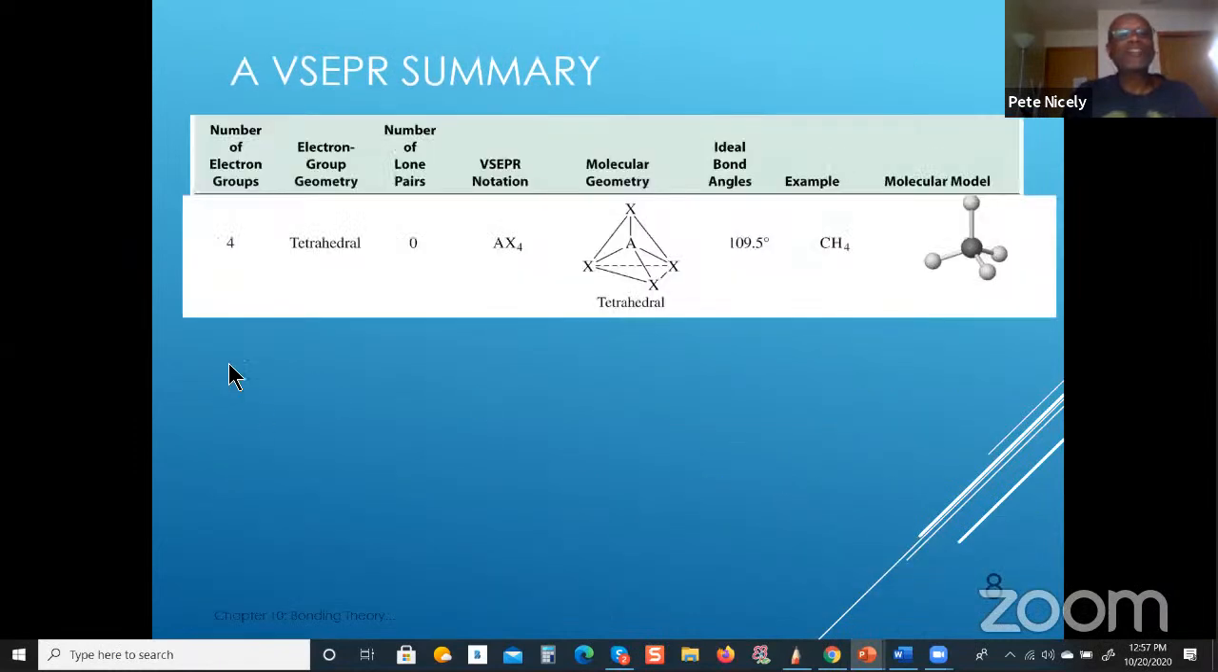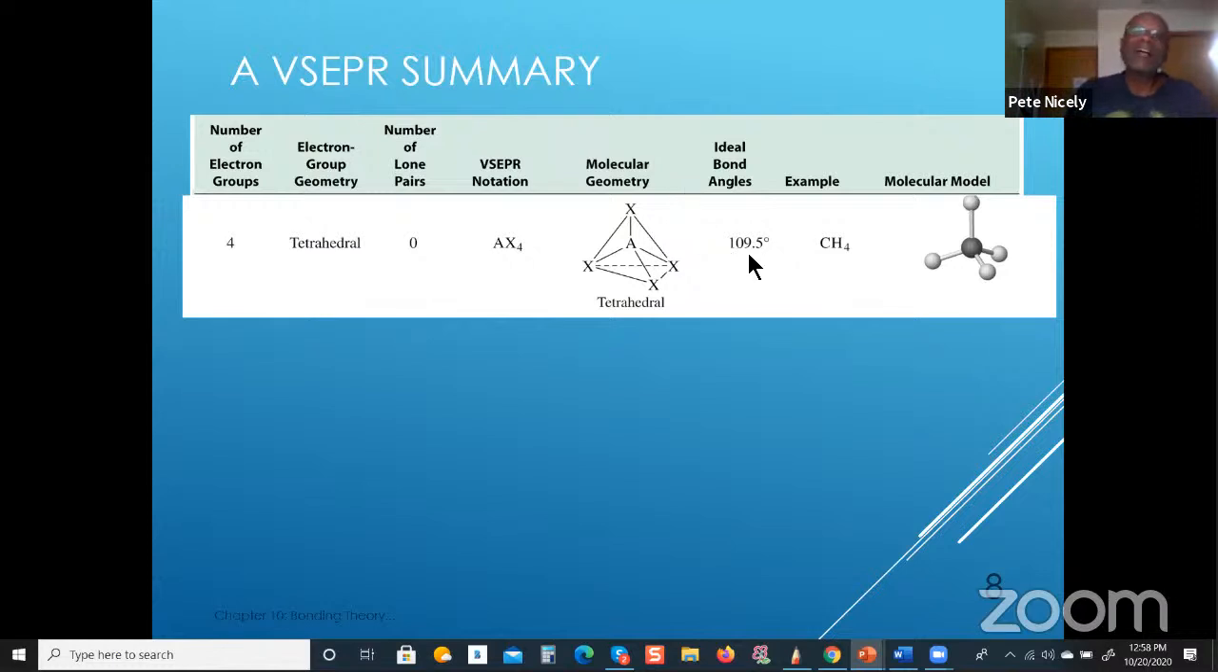We're going to get to a situation now where we have 4 electron groups around the central atom. The electron group geometry that would be adopted would be tetrahedral. Now we're going to look at a situation where there are 0 lone pairs, which means that the VSEPR notation would be AX4. So this would be the actual shape adopted by the molecule, tetrahedral, where the central atom is bonded to 4 other atoms. That's the most stable arrangement, such that the bonds are far apart from each other.